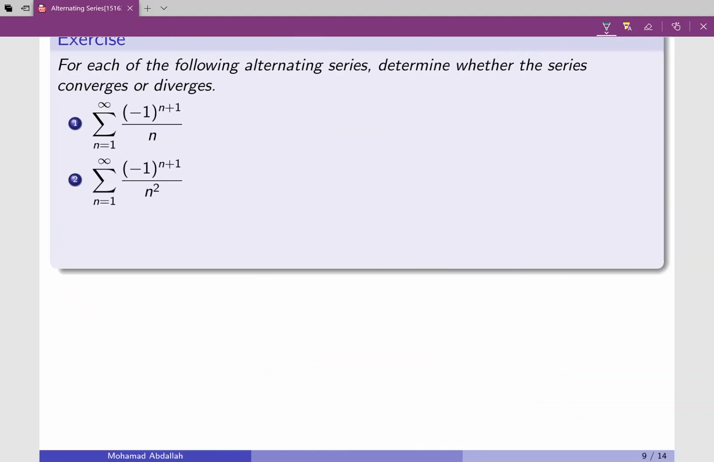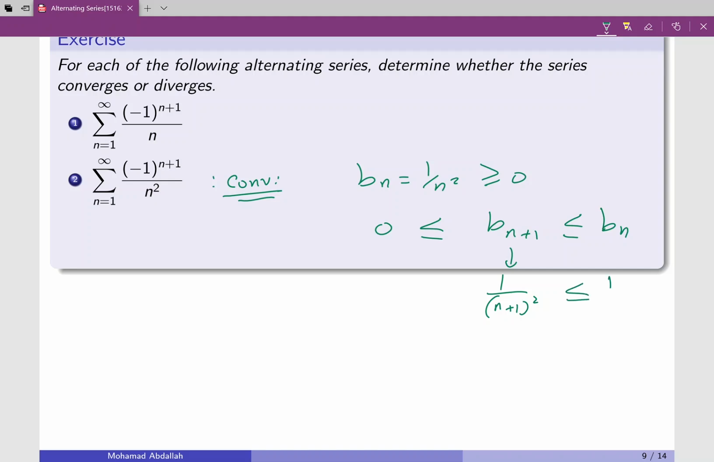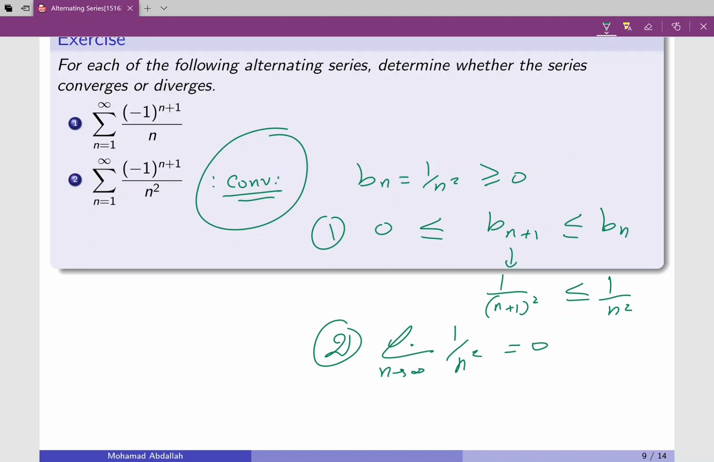Here's another example. Again, this is very similar. This is going to be convergent for the same reason. Because here Bn is equal to 1 over n squared. Clearly, it's always greater or equal to 0. 0 is less than or equal to Bn plus 1, which is less than or equal to Bn, because remember that this is 1 over n plus 1 squared, less than or equal to 1 over n squared. So the first condition here is satisfied. The second condition is the limit of 1 over n squared when n approaches infinity. That's equal to 0 as well. So by the alternating series test, the series is convergent.